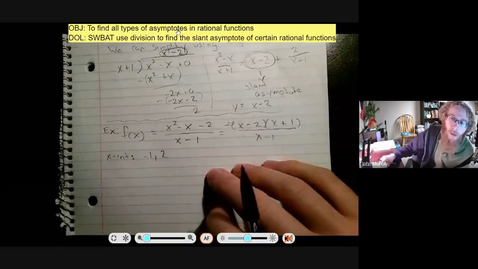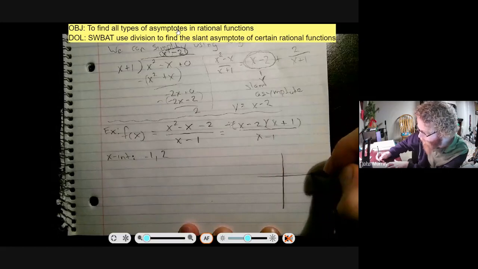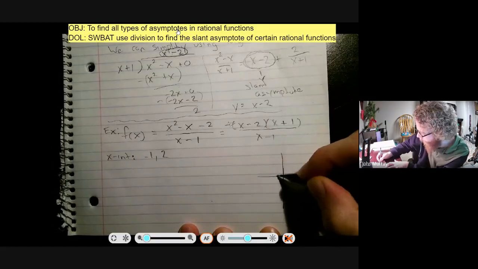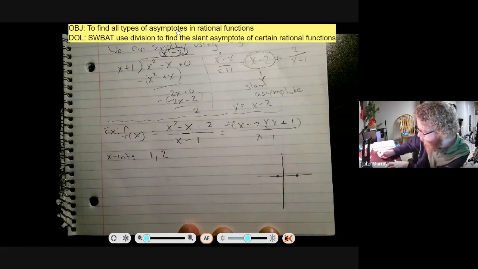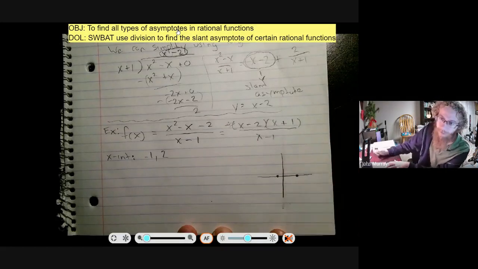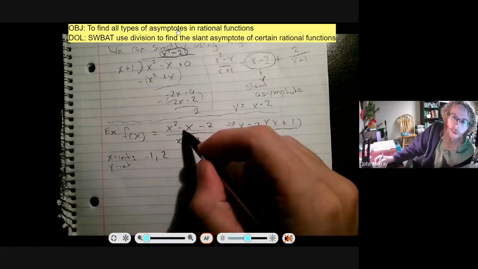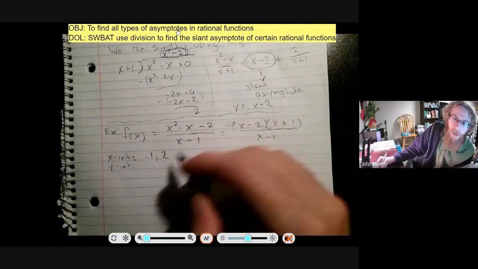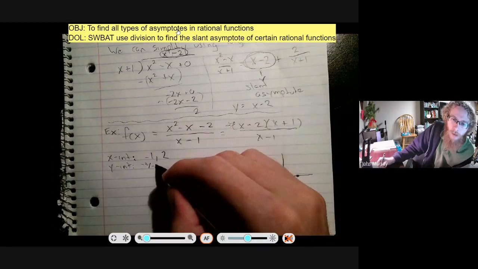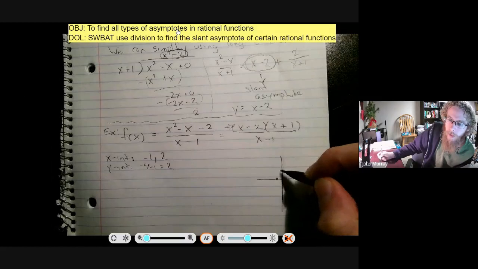At -1 and 2. All right, so if we had to sketch this graph ourselves, I know I have an x-intercept at -1, and I have an x-intercept at 2. And my y-intercept, we plug in 0. I get -2 over -1, which is +2. So somewhere up here at +2.